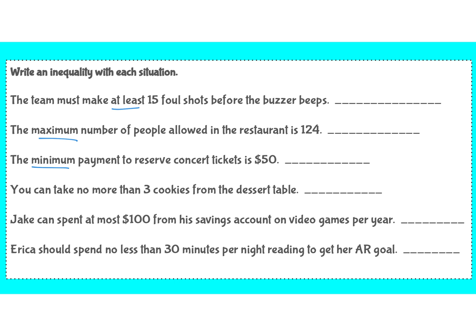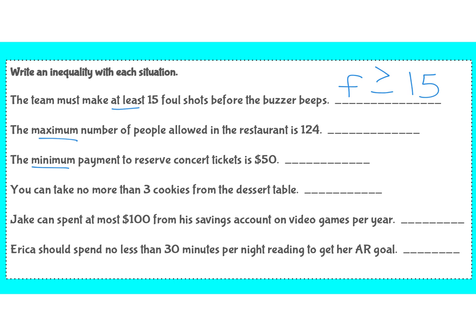So the team must make at least 15 foul shots before the buzzer beeps. So the team's foul shots are at least 15. That means you're making 15 or more before the buzzer beeps. So it could equal 15, or it has to be more than 15. So foul shots have to be greater than or equal to 15. Okay? So pause the video, try the rest, and come back for your answer check.